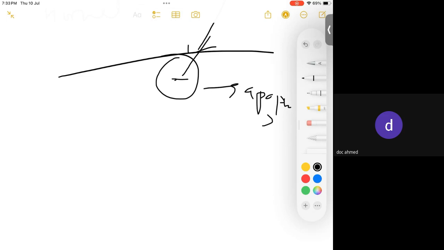We have two pathways: the BCL2, if you guys remember, and the other pathway is the Fas ligand. Remember the Fas ligand. So these two pathways can activate your apoptosis. Let's discuss that as well.